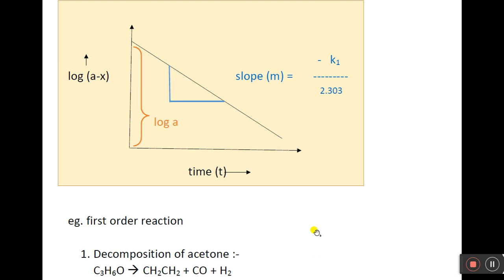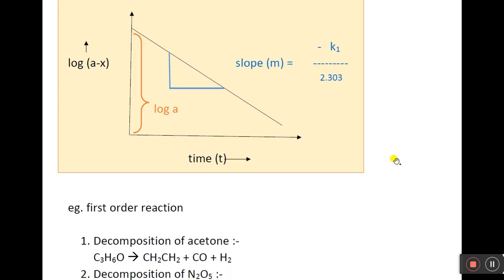In the next lecture we will learn the integrated rate law for the second order reaction.